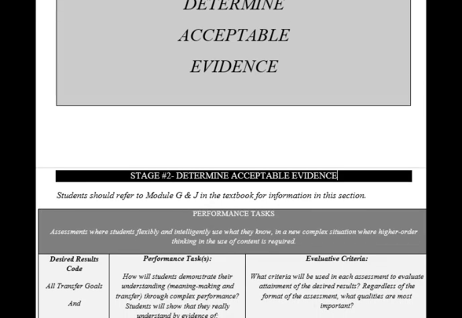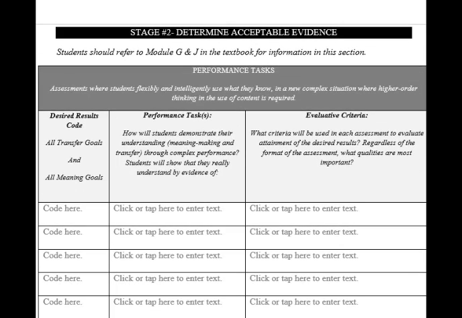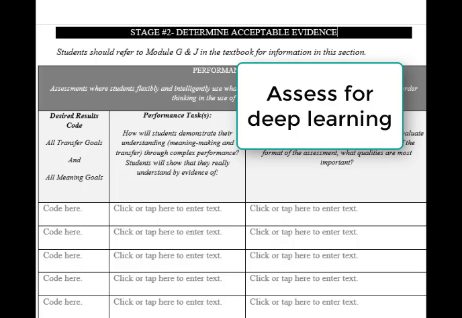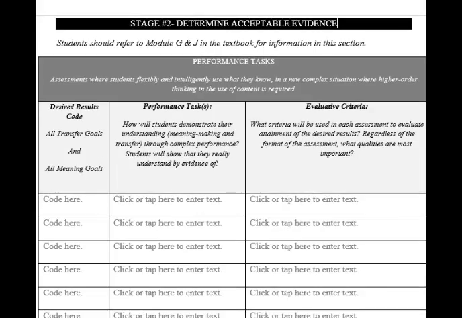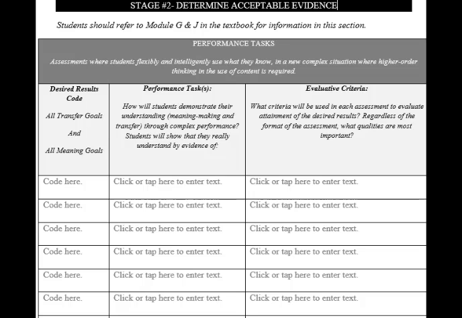Just to recall information from Stage 1, what we have done is we've identified our outcomes, our desired results, our goals. And then in Stage 2, we're going to develop ways to assess those goals, to assess whether students have achieved that deep learning that we are looking for. There are essentially two ways of assessment that we're going to focus on in Stage 2.